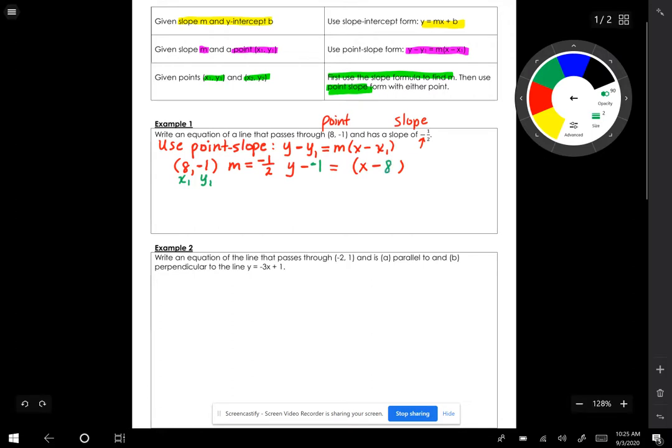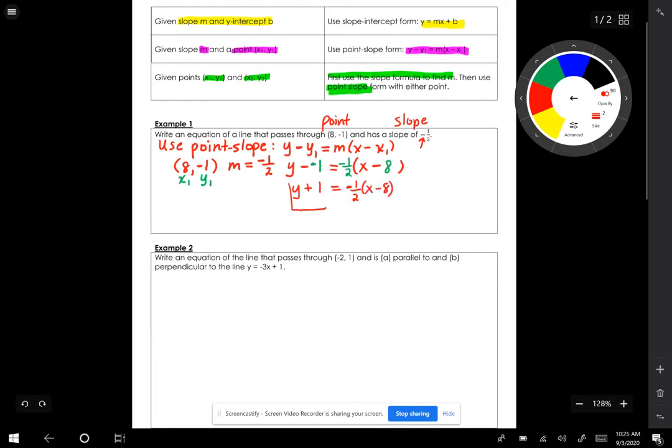Now, are you done? You are not done unless you clean up the equation. So you don't leave it as y minus -1. That becomes y plus 1 equals, and I forgot to put my slope in. So the slope belongs right here. So y plus 1 equals, and actually, we're going to leave it like that: -1/2 times x minus 8.